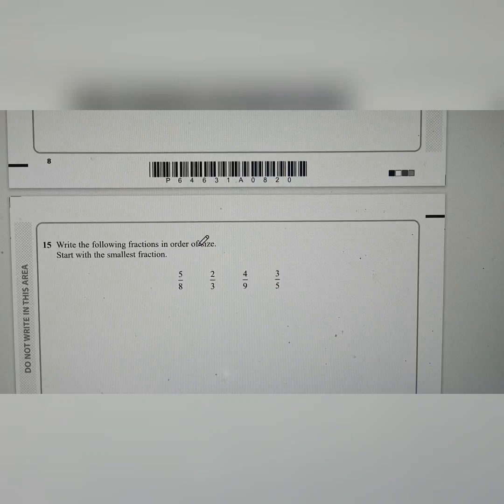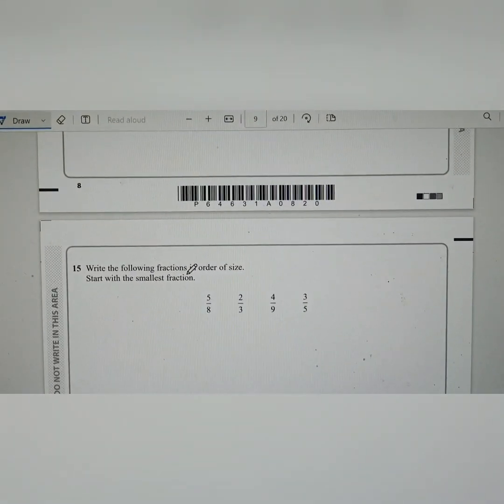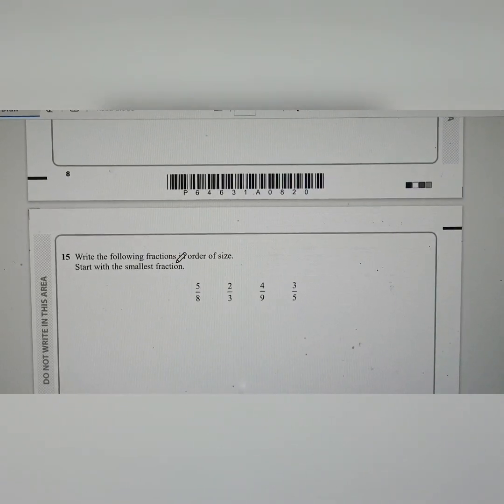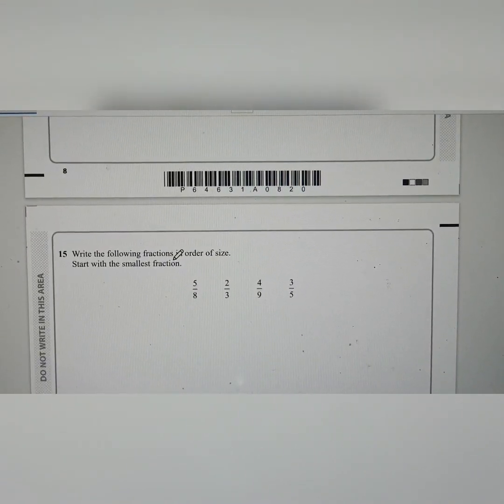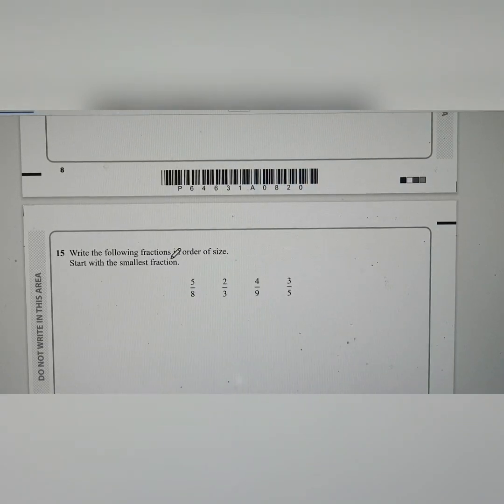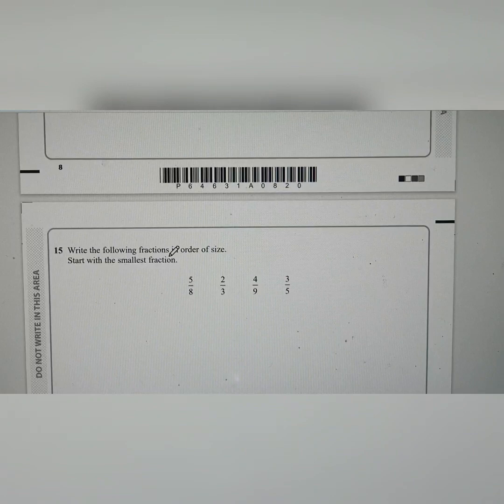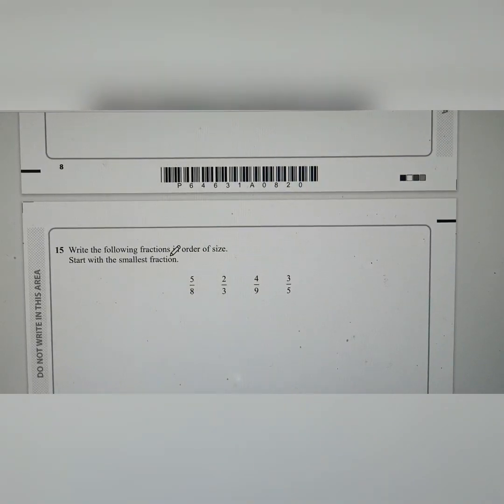Write the following fractions in order of size. Start with the smallest fraction. So you would type each of these fractions in your calculator, and then it will help you work out the fractions as decimals, and then you can order them that way. Remember, this is a calculator paper question, so you can use a calculator to work out what the fractions are in decimals and then order them.